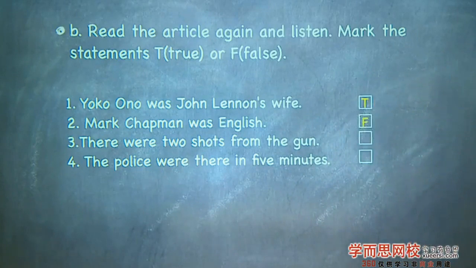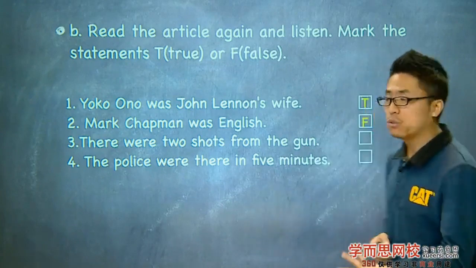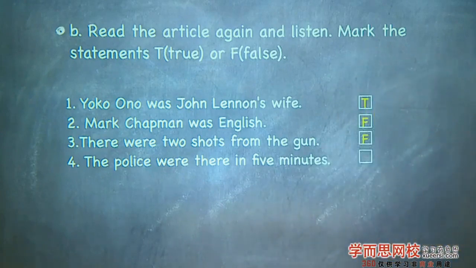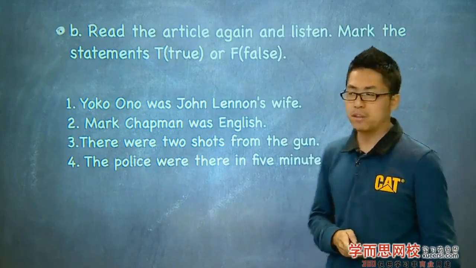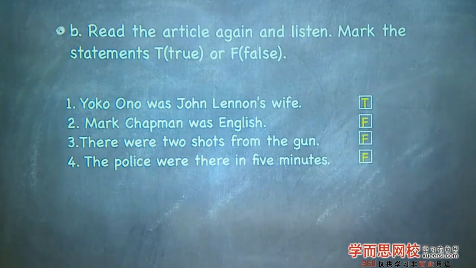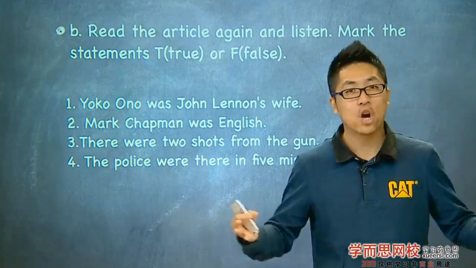It's false. F. There were 2 shots from the gun. 2 shots? No, it's 5 shots. So 2 shots, wrong. It's F. Last one, the police were there in 5 minutes. Is it 5 minutes? No. It's faster than that, right? It should be 3 minutes here. So T, F, F, F. It is quite easy for you to answer all the questions here. And that's all about the story.